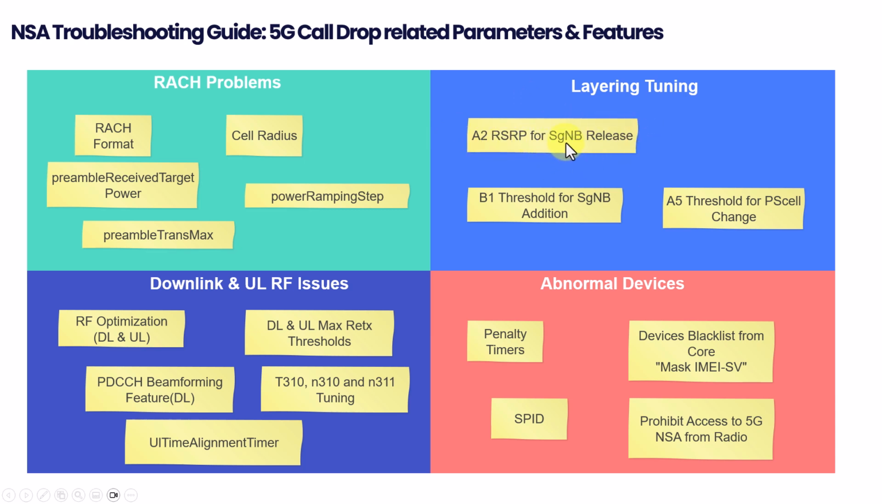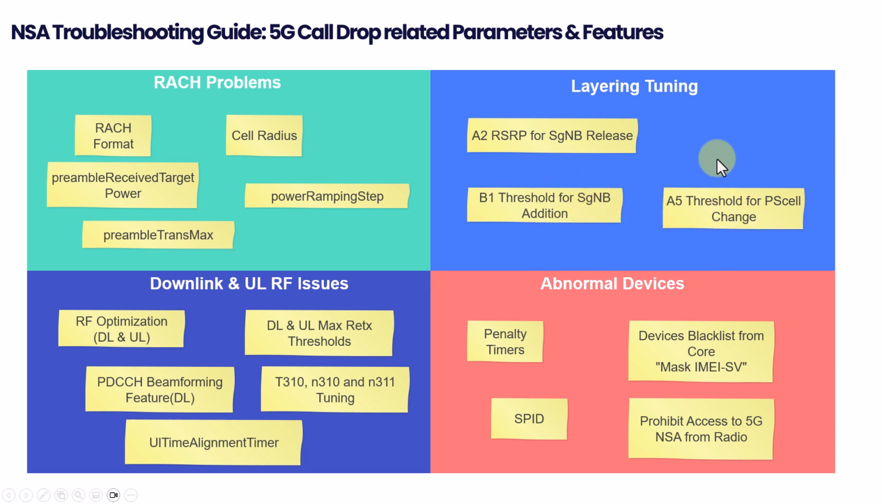For example, you are assuming that sometimes you're keeping it until a very bad level, like neg 121. So this can lead to a drop, right? So you can relax a little bit to try to remove it at an early stage to avoid any drop. Also the B1 threshold, same concept. This is for addition, this is for removal. For example, you are adding until neg 125 or neg 128 or whatever. So you can also try to tune this part to ensure that you are adding the 5G whenever you can really get the maximum benefit out of it.